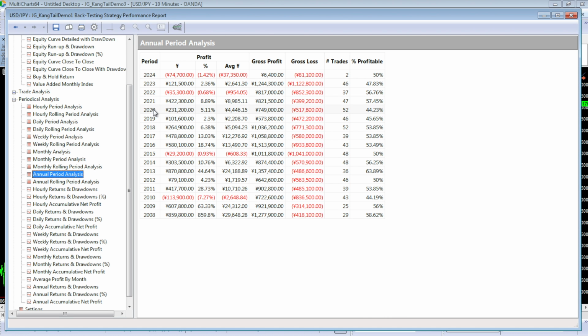And we can see that in 2020, when it was developed, it finished making money. 2021 was a good year. 2022 was when we saw that downturn, and it was a small losing year, just of 35,000 yen. And 2023, things started picking up again. And we are showing a loss in 2024 at the moment, but we've only had 2 trades so far.